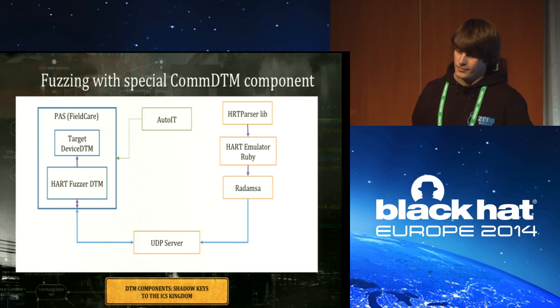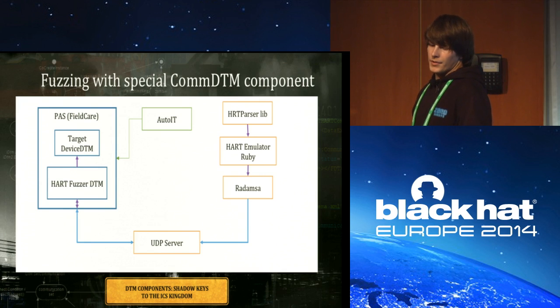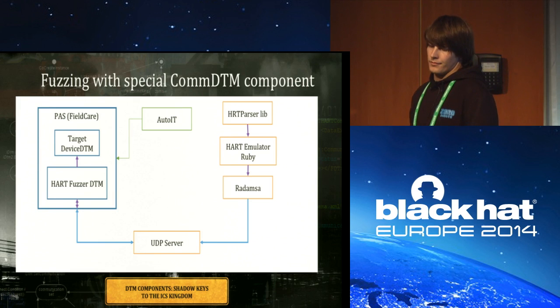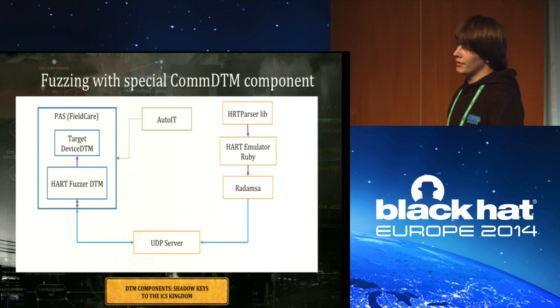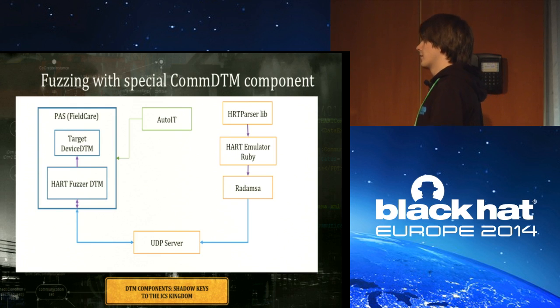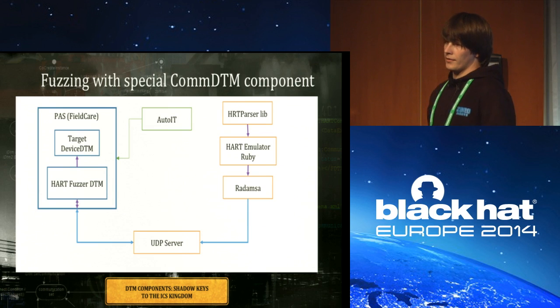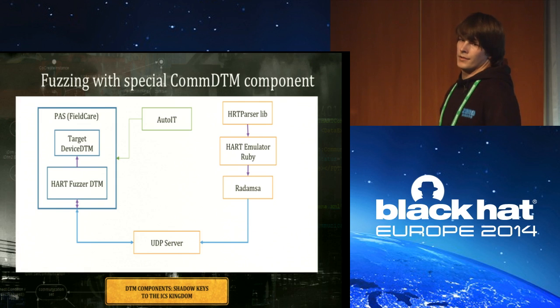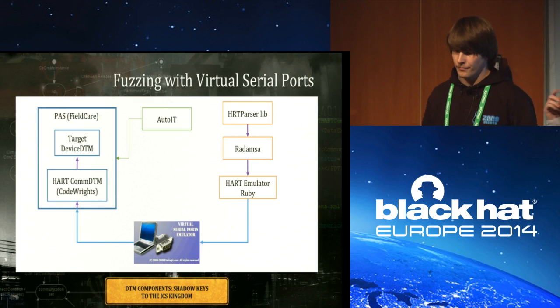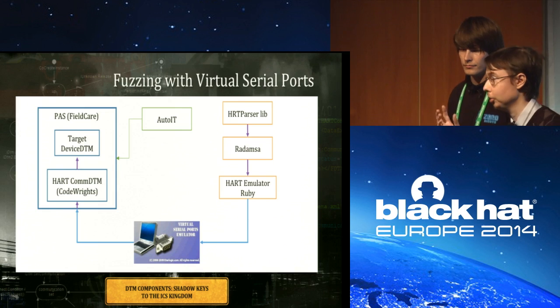When the device DTM requests some data from the virtual device, the device DTM doesn't know that it's not a real device. It sends the request. Requests are transported through the UDP protocol from our communication DTM component to our HART packet generator and parser. It parses the request with the help of the HART parser, forms the answer, and mutates it with our fuzzing rules and with some random magic.